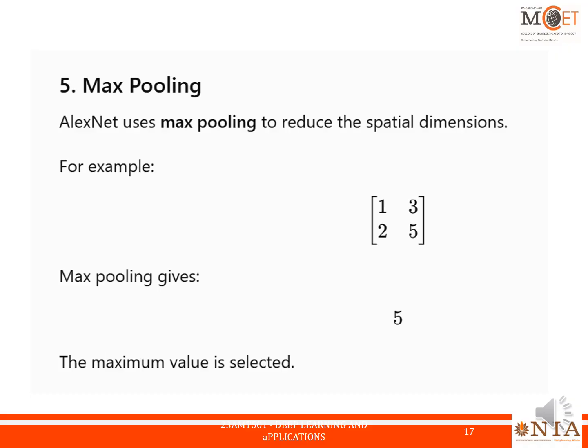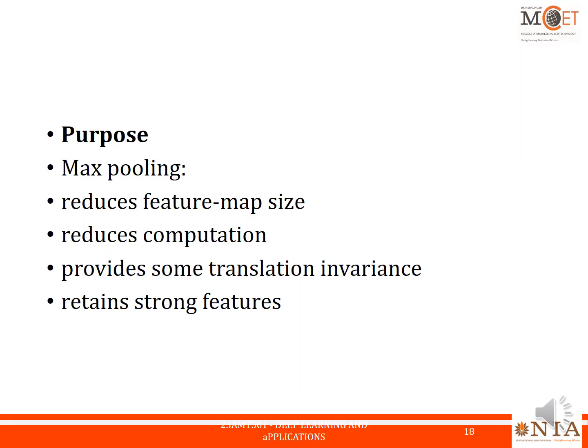So what is the purpose of max pooling here? To reduce the spatial dimension. Suppose you take a 2 x 2 matrix, max pooling gives the value of 5, which retains the highest value in the given matrix. So the purpose of max pooling is to reduce the feature map size, reduce computation, provide some translation invariance, and retain strong features.